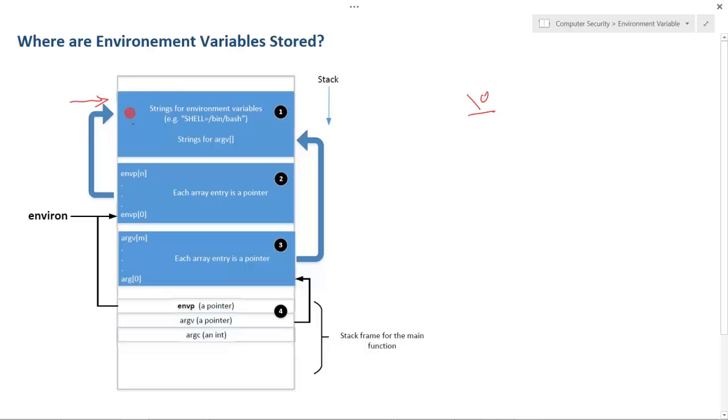So if you look into this region, you're going to see a lot of strings in there. Each one is basically a name-value pair, and these are stored in here, the environment array. When you run this main function, the environment variable argument and argc are pushed down to this stack.